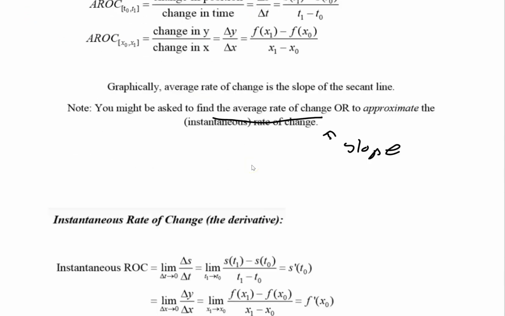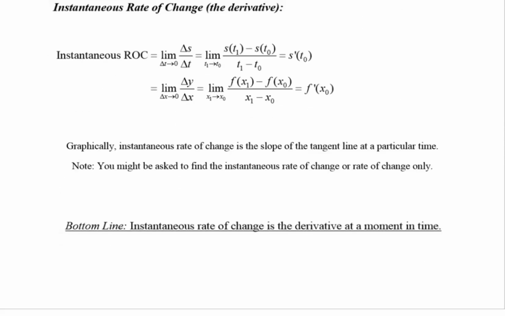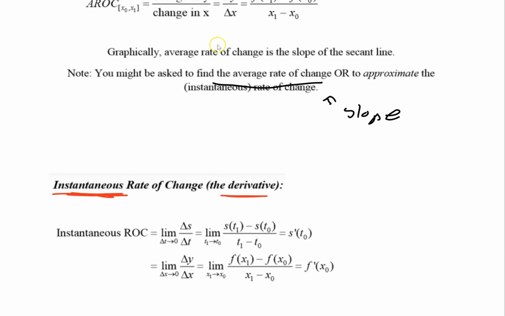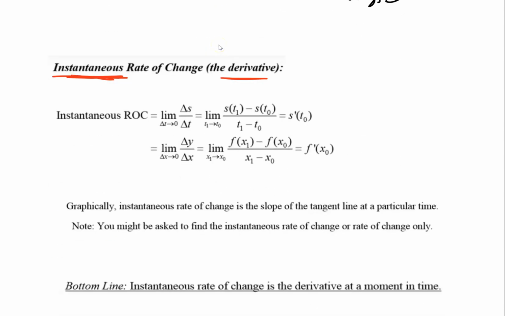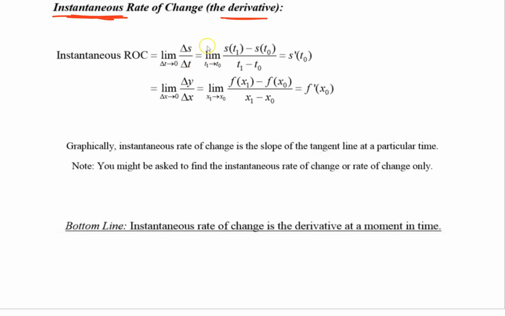That's very different than instantaneous rate of change. Instantaneous rate of change is the derivative. So if you see that word right in front of it, think derivative. If you look at these formulas here, they're the exact same formulas we use up here. What's the one difference? The limit. And the limit makes it calculus. So when we take the limit, it's a derivative. If you hear the words instantaneous rate of change, you're just taking the derivative. Graphically, instantaneous rate of change is the slope of the tangent line, because that's what the derivative is.